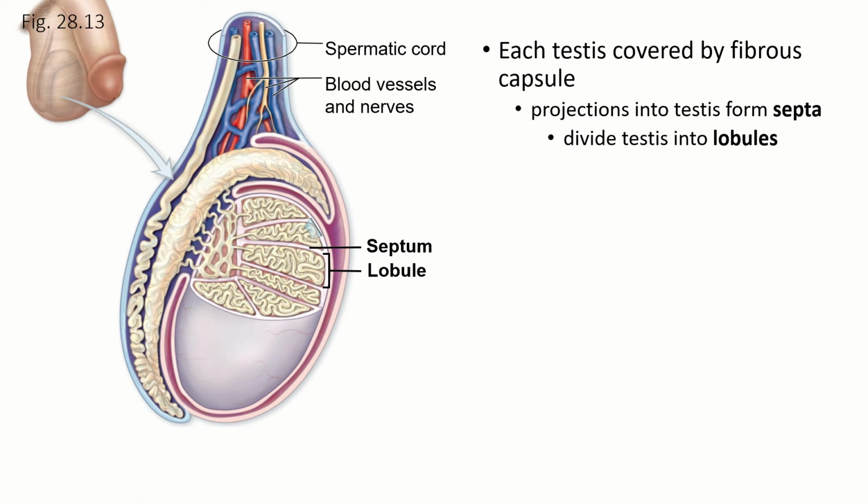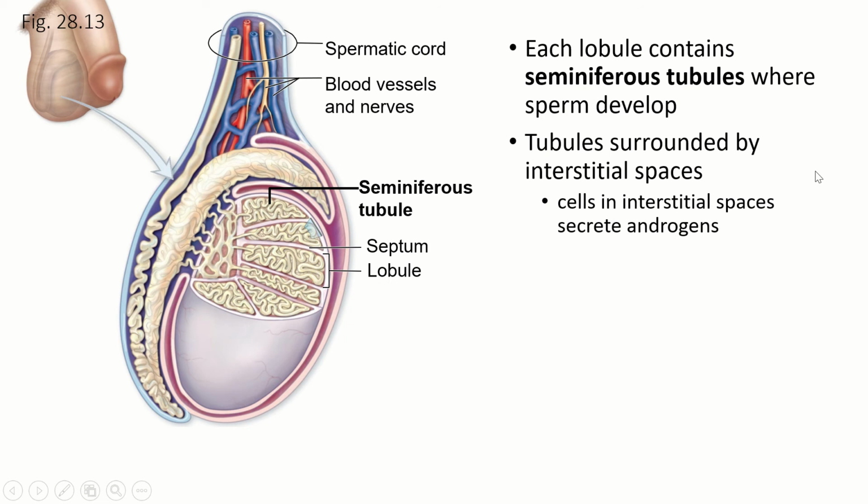Each testis is covered by a fibrous capsule of connective tissue. That capsule is going to extend into the testis and create several septa. Septa is just the plural of septum. You remember this septum is a division, a dividing structure. And that's going to divide the testis into these lobules. And you can see each lobule is filled with these little tubes. The tubes are called seminiferous tubules.